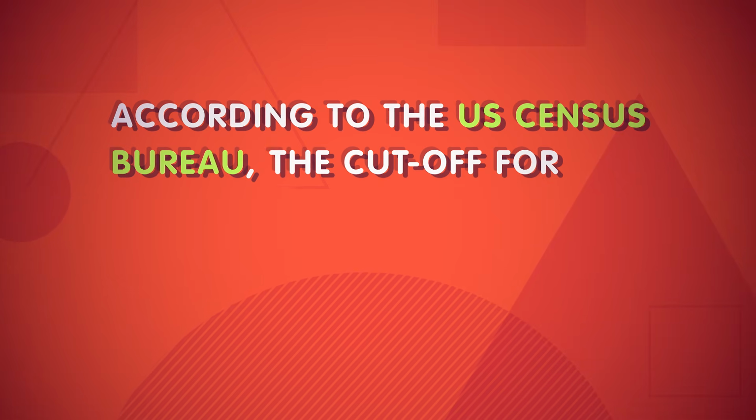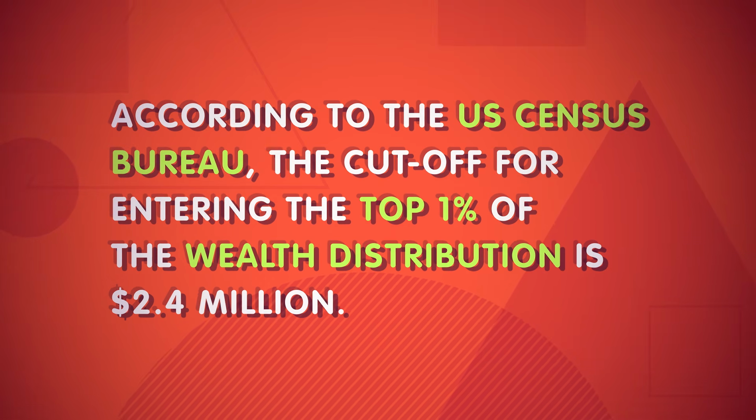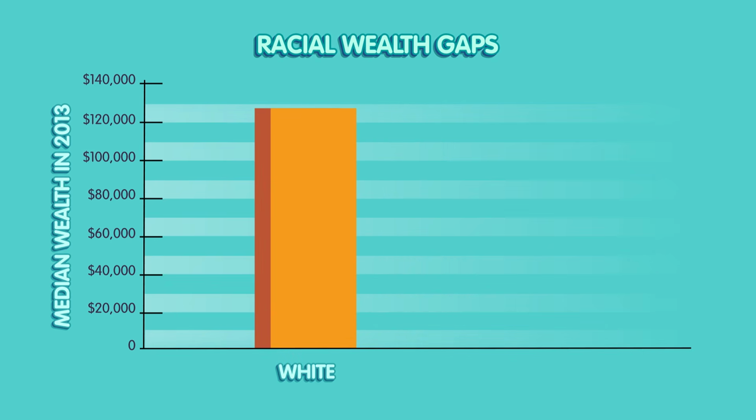And that's not even close to the wealth levels for the top 1%. According to the US Census Bureau, the cutoff for entering the top 1% of the wealth distribution is $2.4 million. Wealth levels also tend to vary by demographic group. For example, women tend to have lower individual wealth levels than men. Married couples accumulate more wealth than people who are unmarried. And race and wealth are closely linked. The median wealth level of a white household is about 12 times that of a black household.